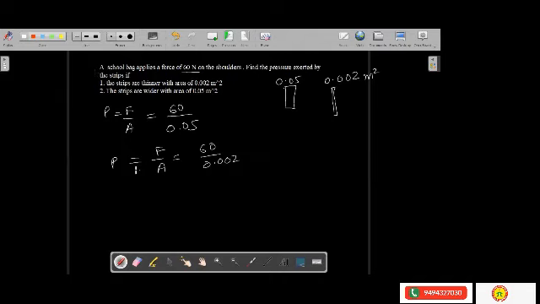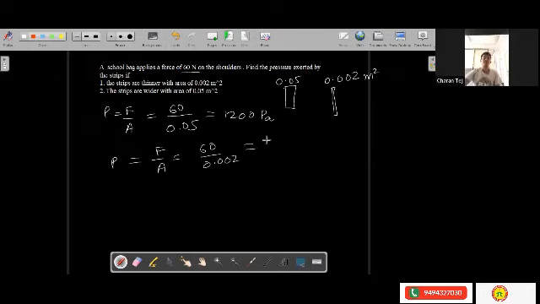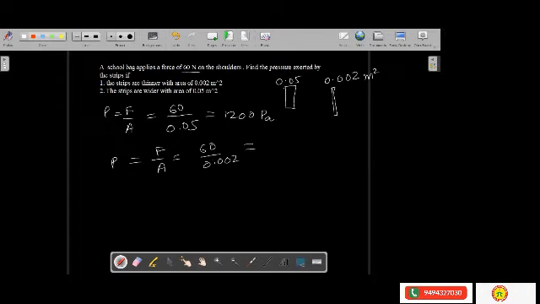So see, pressure is force by area and hence you find out the pressure. And after finding out, do put them with proper units. So you get here 1200 Pascal or Newton per meter square. The second one is 30,000 Pascal.